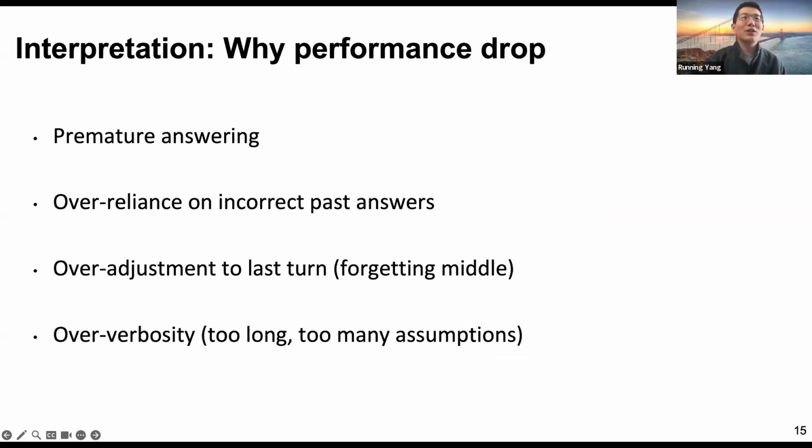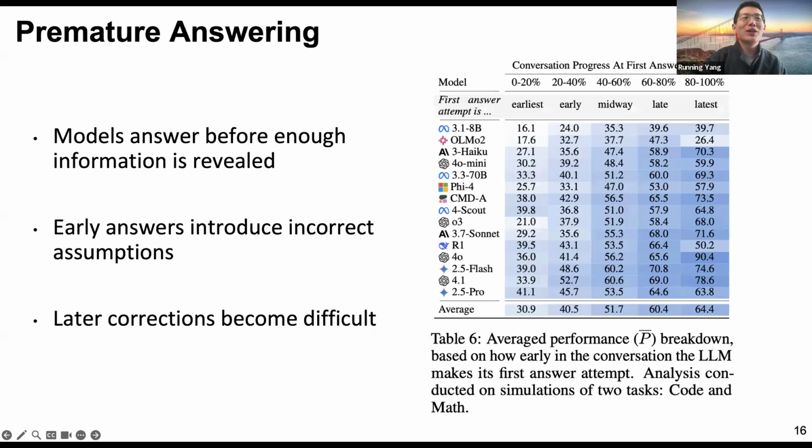So let's first interpret why performance drops. According to the paper, there are four main issues. The first one is premature answering, and the second one is over-reliance on the incorrect past answer, and the third one is over-adjustment to the last turn, and the last one is there are too many assumptions in previous conversations, so we can see them one by one.